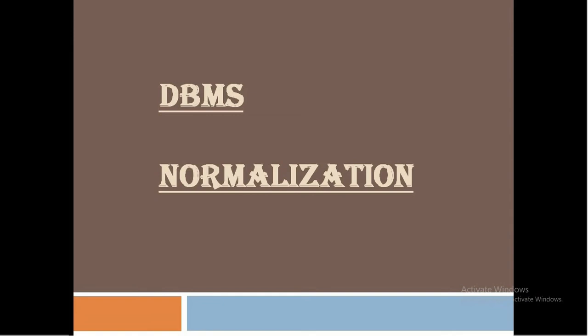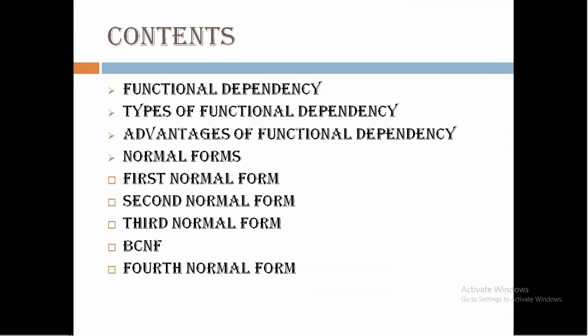In this video, we are going to learn about functional dependencies, its advantages, types, and normal forms: first, second, third, BCNF and fourth normal form. These are the contents.